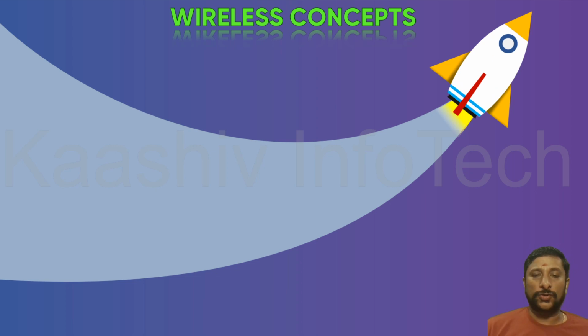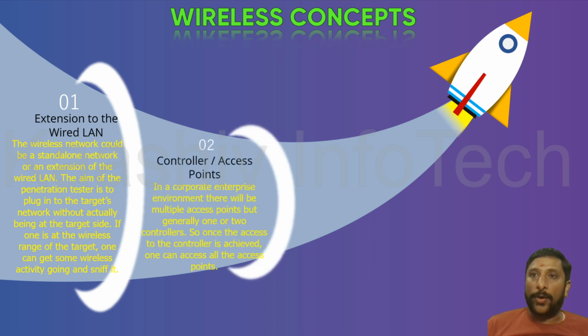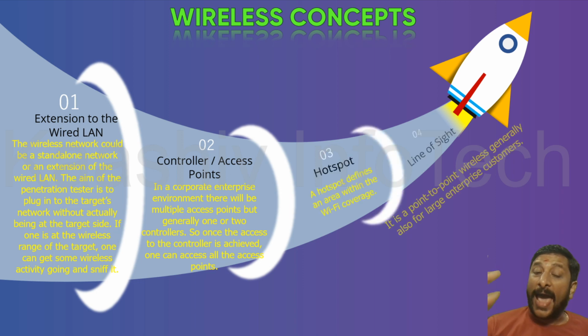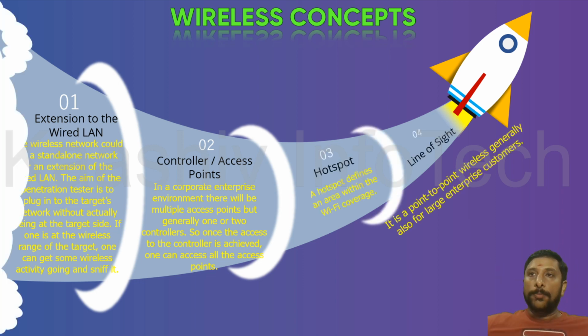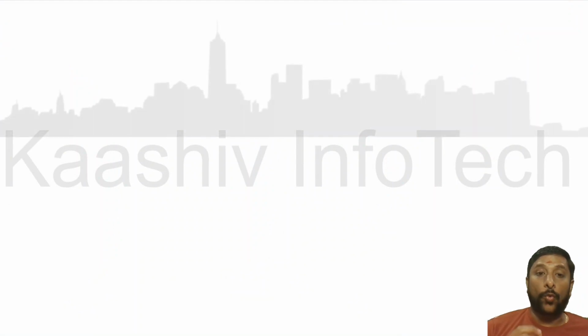What are the concepts we should learn in wireless? Extension to the wired LAN. I got the wire to connect the computers. Instead of the wired LAN, I'll go with the wireless LAN. The second one is the access point: the modem or the router which is giving my internet access. Hotspot is how much area is covered. Line of sight, in the sense of direct connectivity. The wireless is directly connected to a particular device. These are the very important concepts you should understand in wireless.